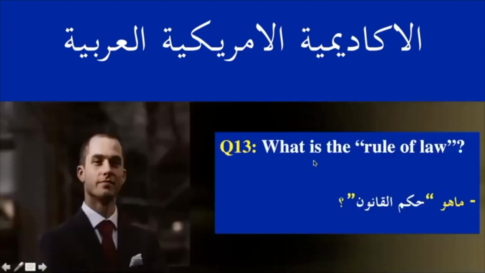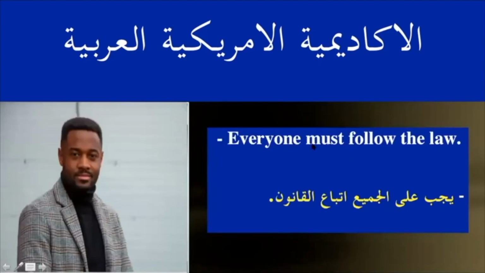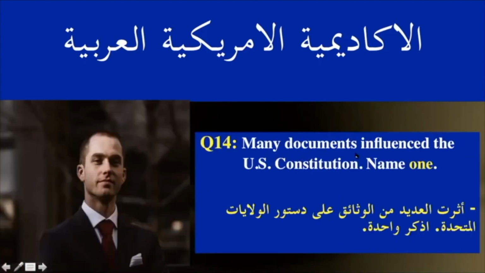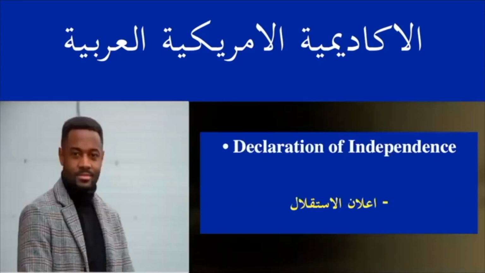What is the economic system of the United States? Capitalism. What is the rule of law? Everyone must follow the law. Many documents influenced the U.S. Constitution. Name one. Declaration of Independence.